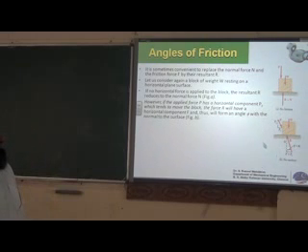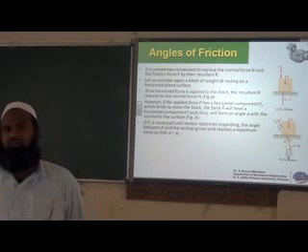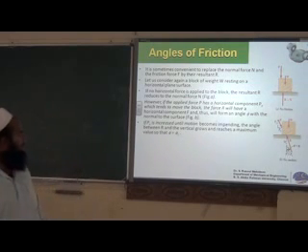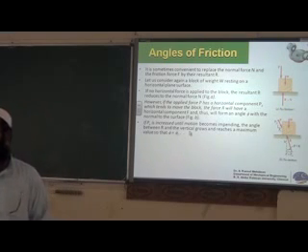And as the motion becomes impending, what will happen? When the friction force F reaches its maximum value, as the block tends to move, your phi, the angle of friction, will become phi s, corresponding to static friction. Phi equals phi s, the maximum value.